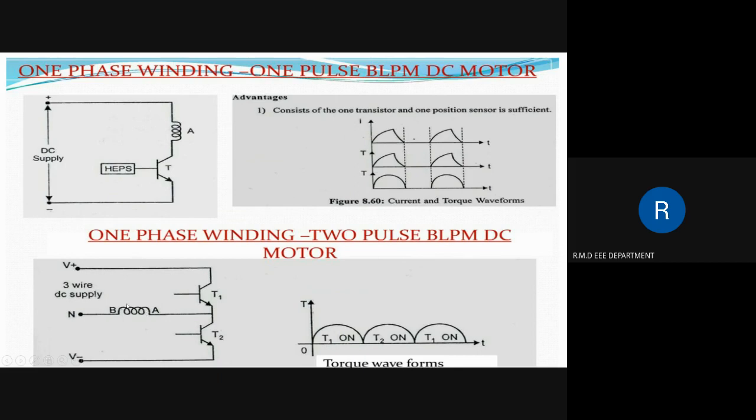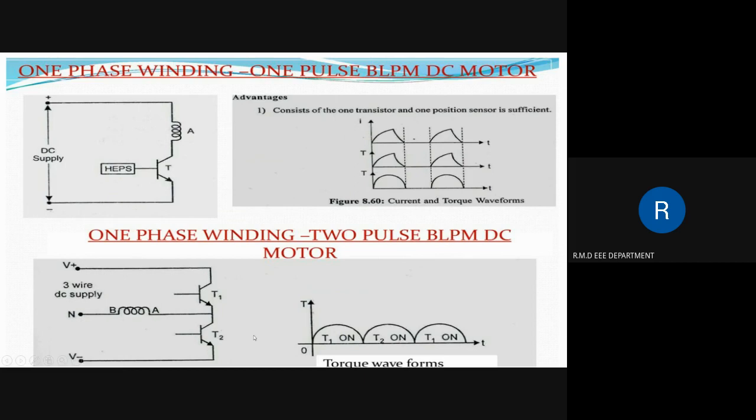When the position sensor is under the influence of the south pole, T2 is on and T1 is off. The phase winding carries current from B to A. So the polarity of the flux set up by the winding gets altered depending upon the position of the rotor. This provides unidirectional torque as shown in this graph.